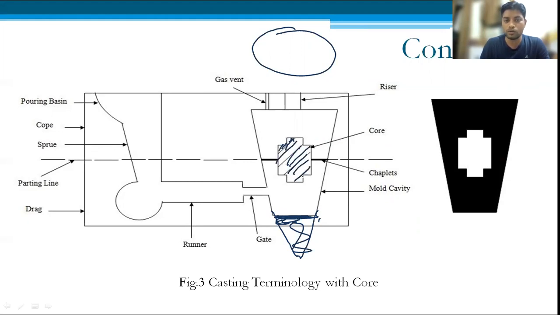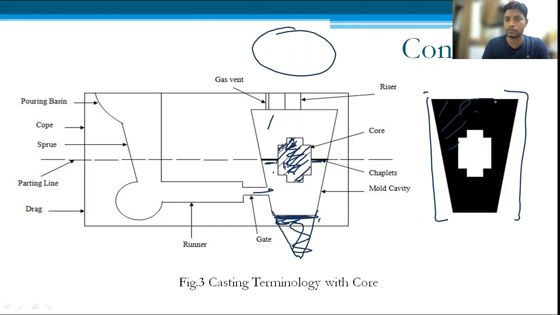So this is a core made of molding sand, connected with the chaplets, and then we fill the molten material into it. If we have to produce this type of part, we use this core, and it will finally look like this. This black part is the molding material, and this white part is the hollow cavity, the hollow part that we have to leave.